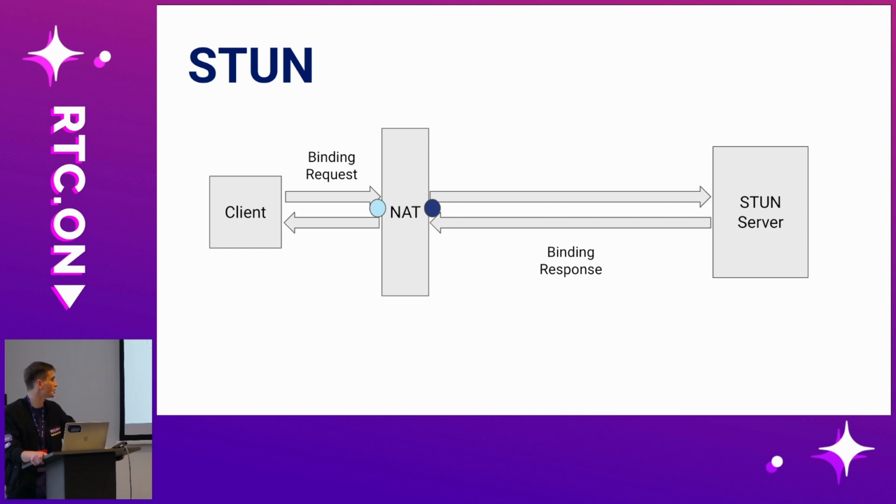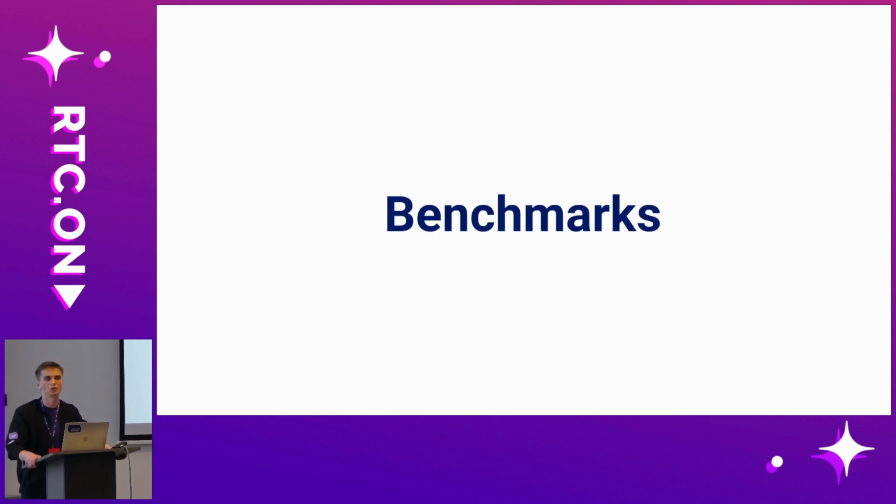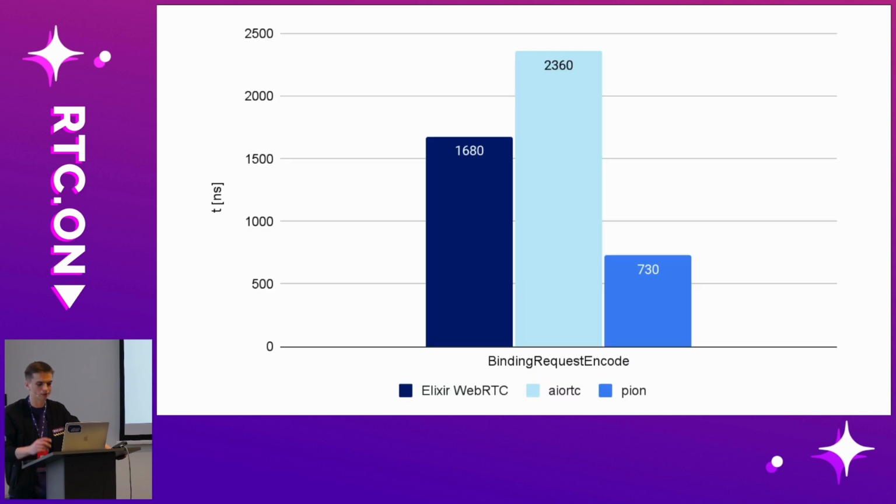Those messages, binding request and binding response, are most frequently used in the initial state of ICE when we try to establish a connection. Because of that, we did a couple of benchmarks to see how much time we need to encode and decode those messages. We once again picked 3 different implementations: our own Elixir WebRTC, aiortc, which is written in Python, and Pion, written in Go.